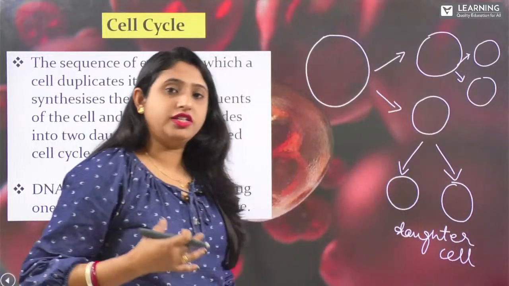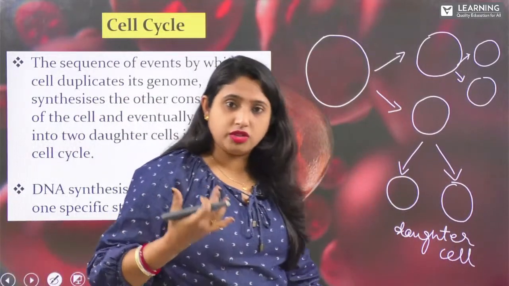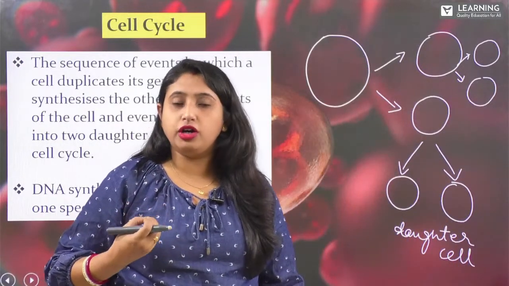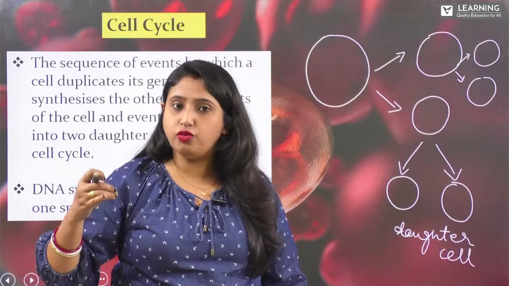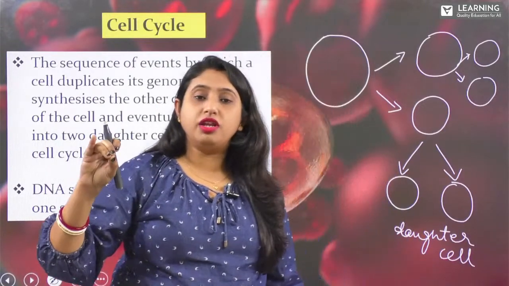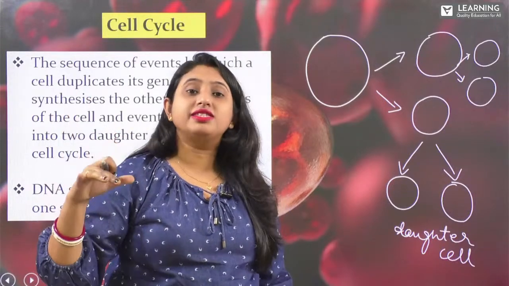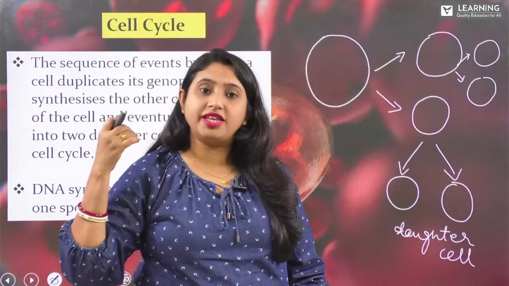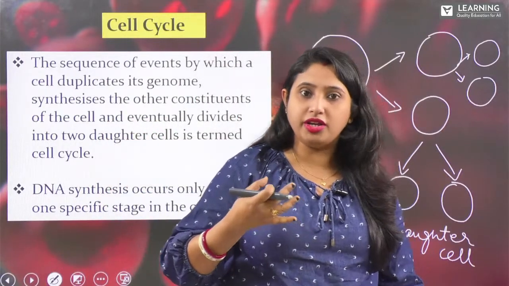This is the sequential process of how the cell divides. In the case of human beings, we have 23 pairs of chromosomes. All the chromosomes in our body are diploid except the sex chromosomes, which are haploid, isn't it?